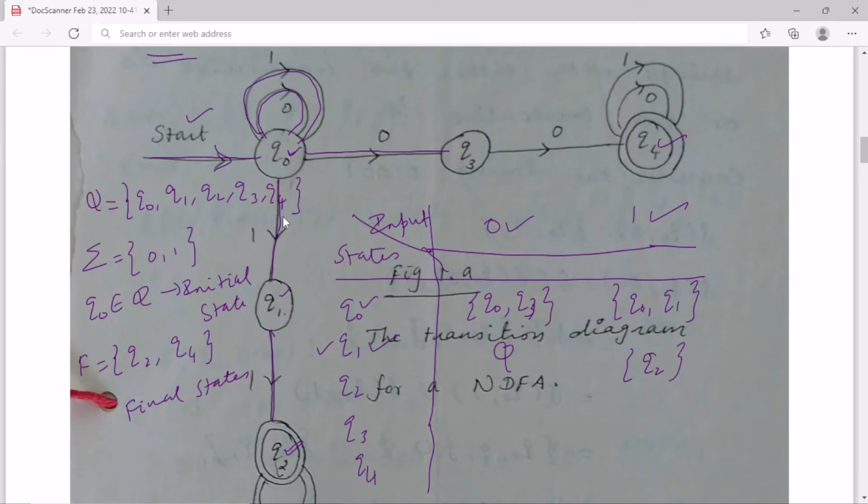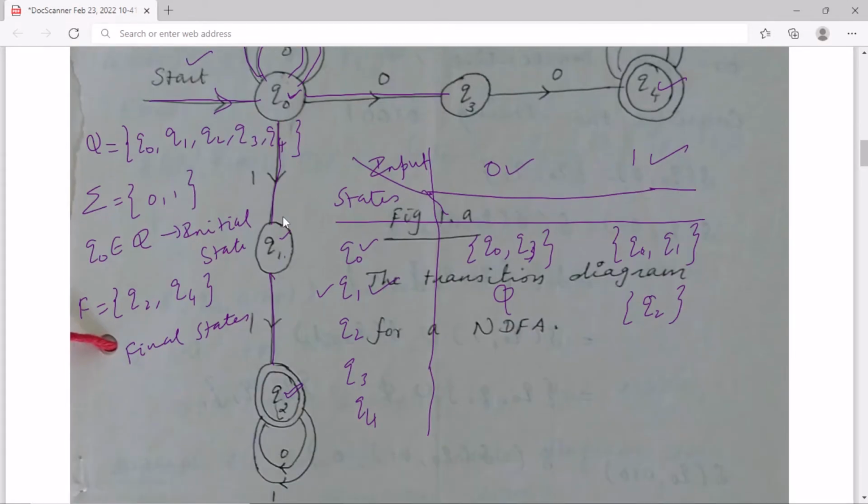Next, in Q2, if you read 0, what happens? You are at the same state, that is Q2. No other possibilities exist, only Q2 alone. In Q2, if you read 1, what happens? You are at the same state, Q2 alone. So for 0 and 1 you are again at the same state. No other path exists.